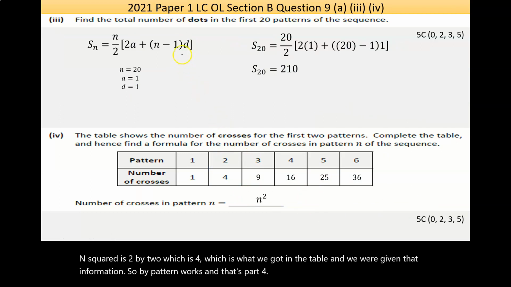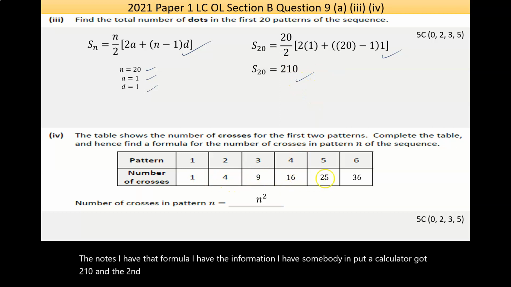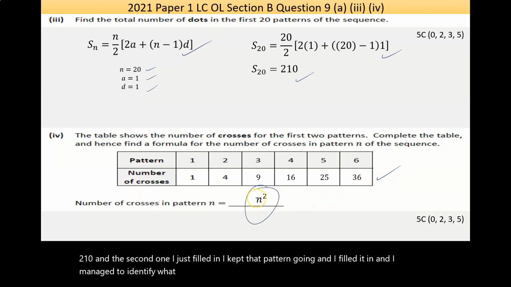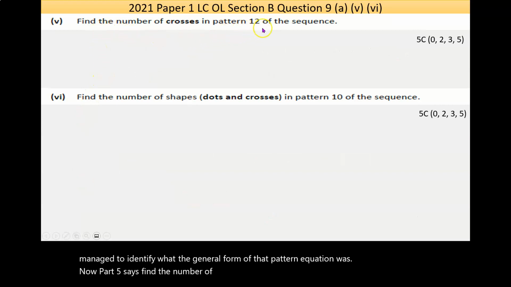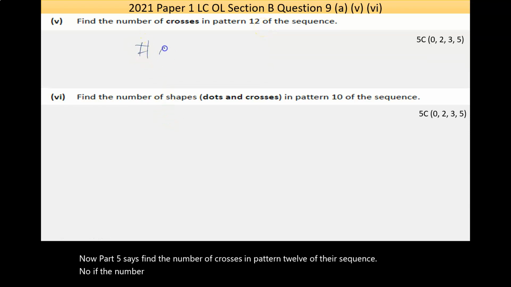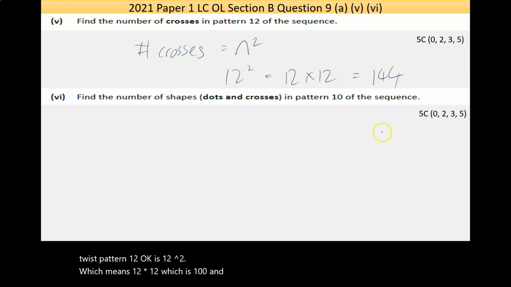Now in the notes, I have that formula, I have the information I have, sub it in, put it into the calculator, got the 210. On the second one, I kept that pattern going, and I filled it in, and I managed to identify what the general form of that pattern equation was. Now, part 5 says, find the number of crosses in pattern 12 of the sequence. Now, if the number of crosses is given by n squared, well then pattern 12 is 12 squared, which means 12 times 12, which is 144.